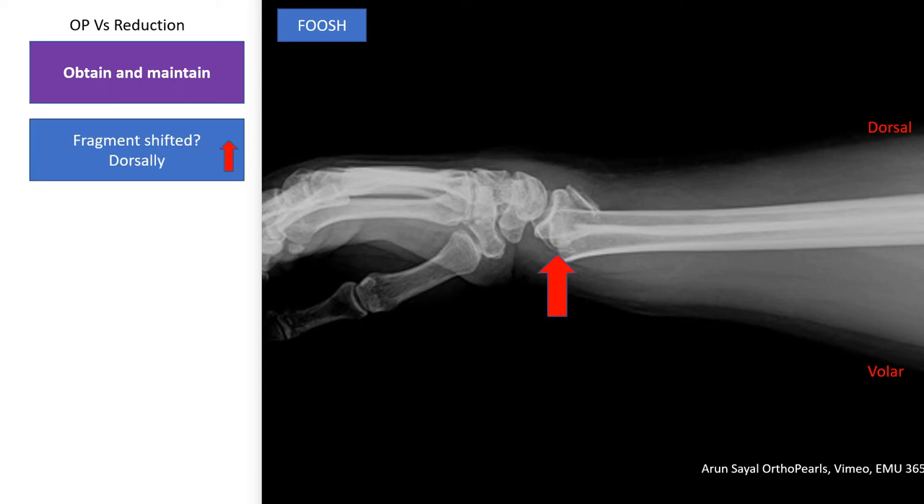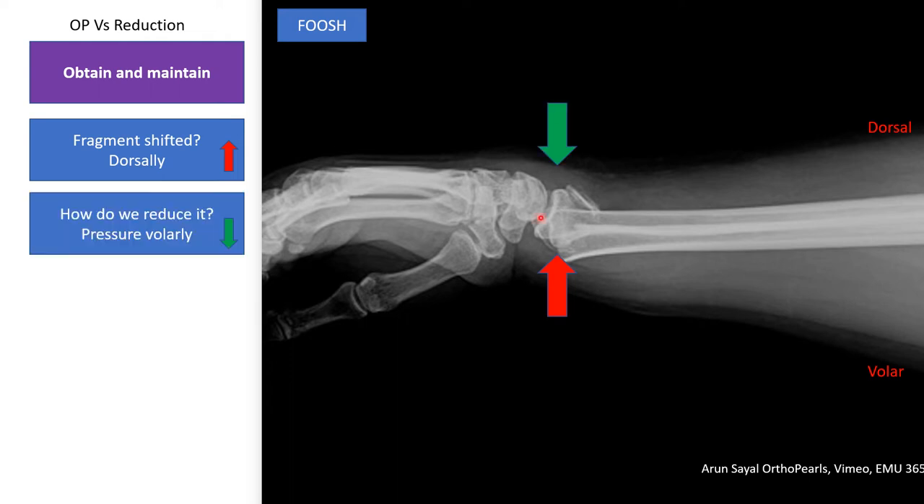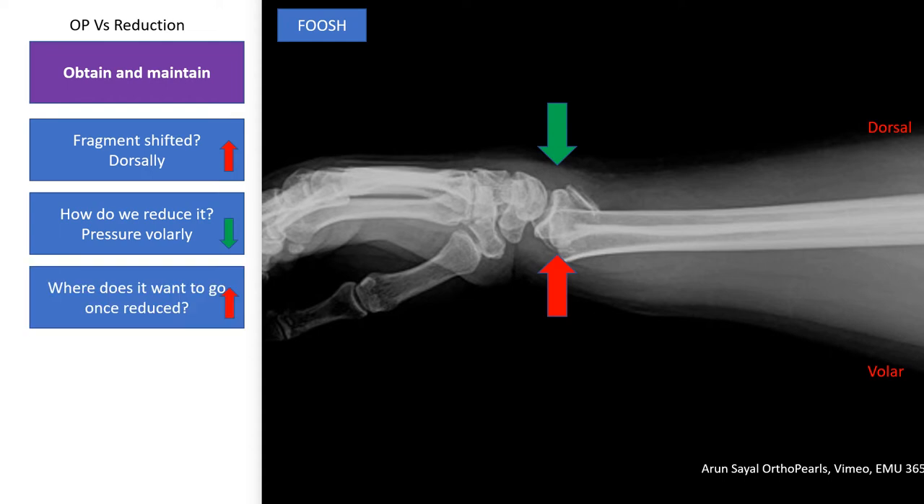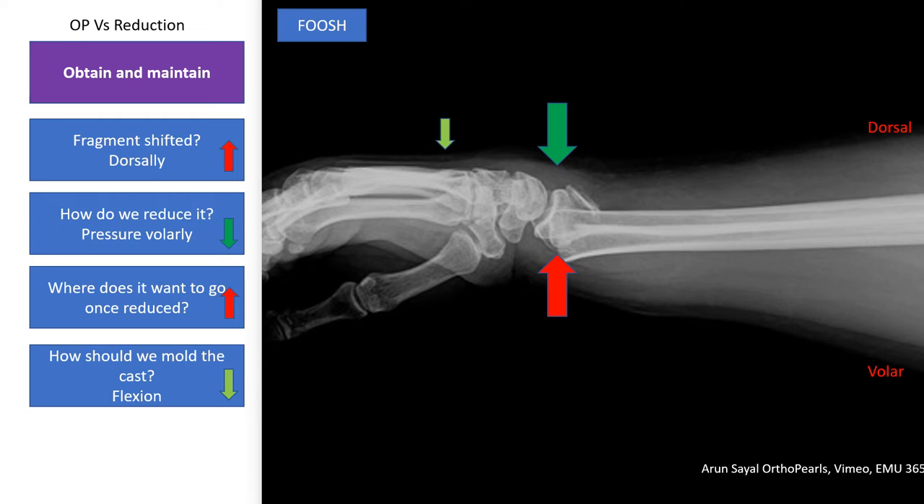So the fragment is shifted dorsally. Then as a general rule, we should push it down the opposite way. We should press it volarly. Where does it want to go? When we have reduced it, where does it want to go? It wants to go up again. And that's why we should mold the cast in a bit of flexion.